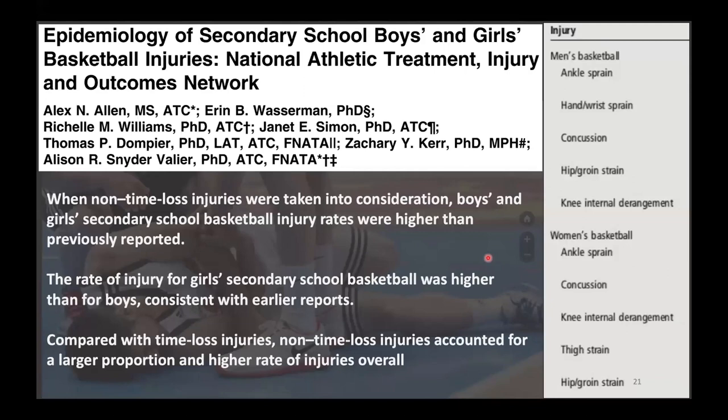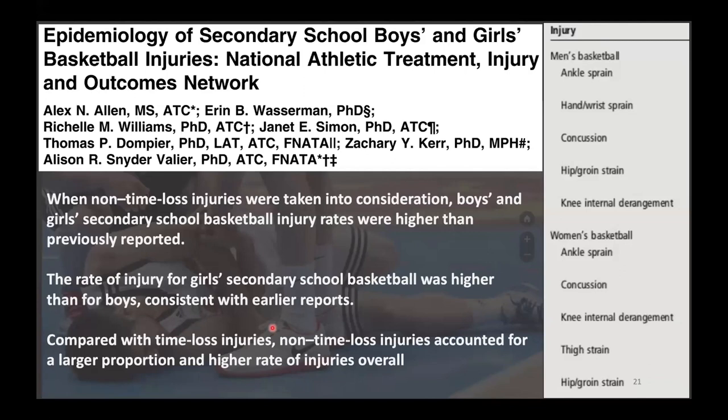But in the other study, we see that if we only consider the loss of competition and practice as injury, men used to have more injuries during the season. Compared with time loss injuries, non-time loss injuries accounted for a larger proportion and higher rate of injuries overall.